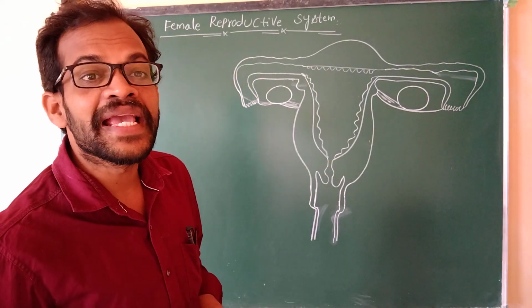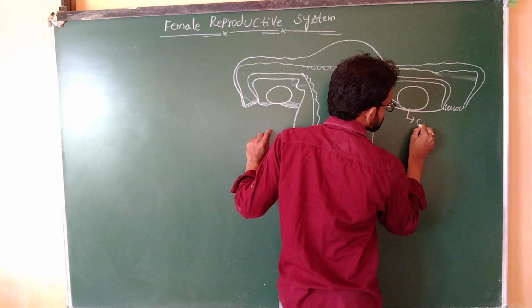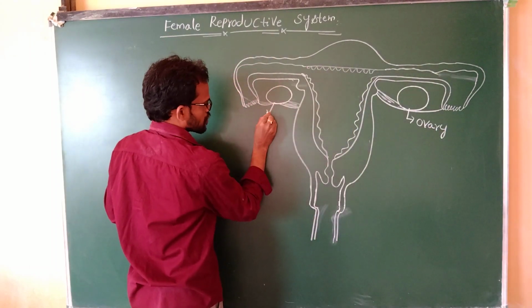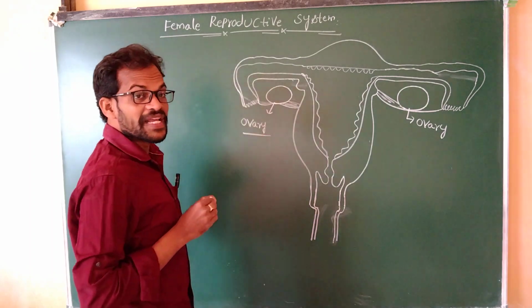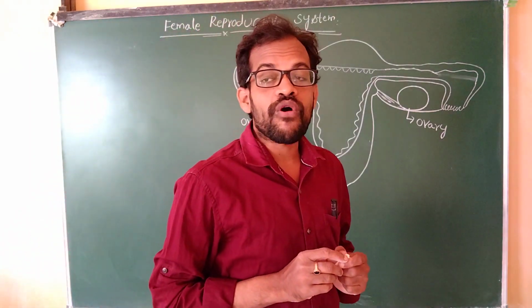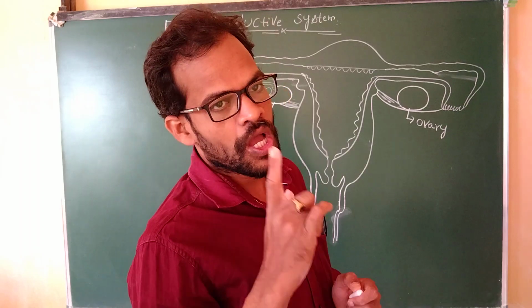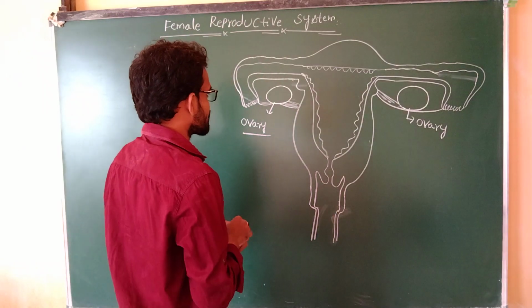If you observe the female reproductive system, the first one is the ovary. How many ovaries? One pair of ovaries. The ovaries are located in the pelvic region, below the abdominal position. One is present on the right side, one is present on the left side. That is one pair. Come to the next one.